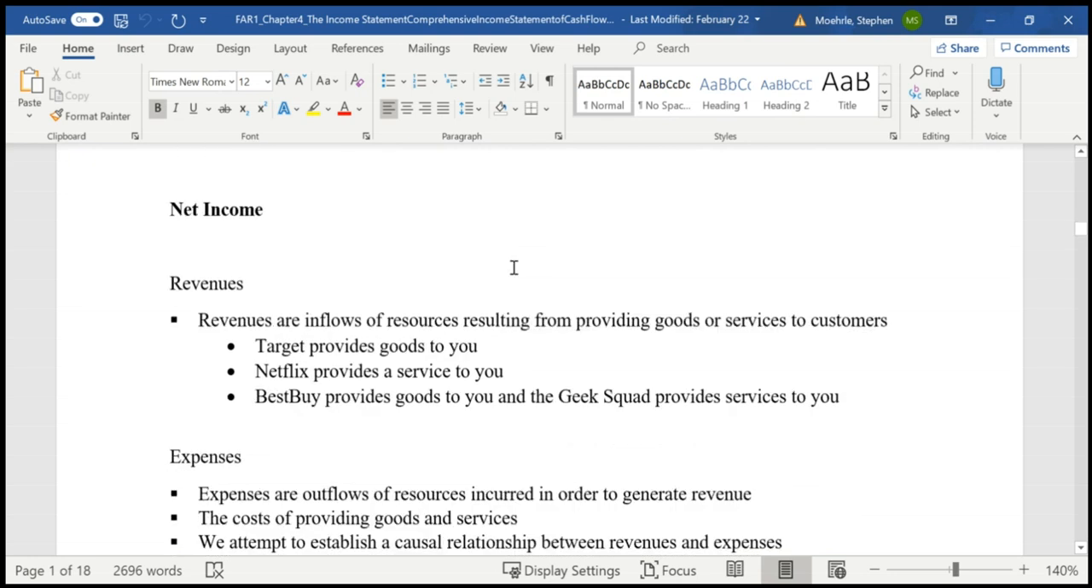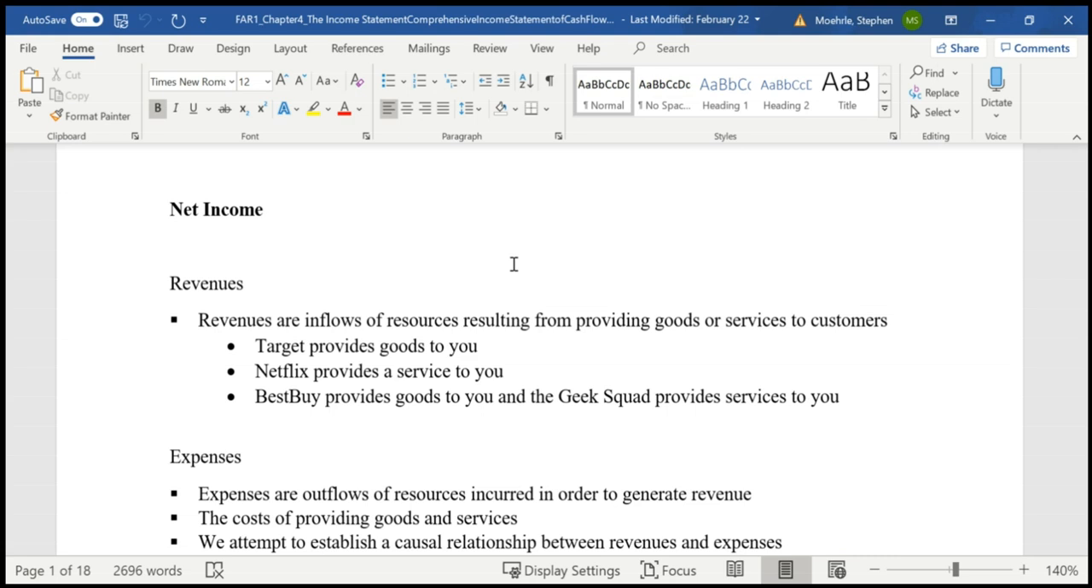So what's net income? Net income is the bottom line on the income statement. It's a crucial measure that is used very widely across the globe. Net income is the revenues minus the expenses and the gains minus the losses. Let's look at those terms.